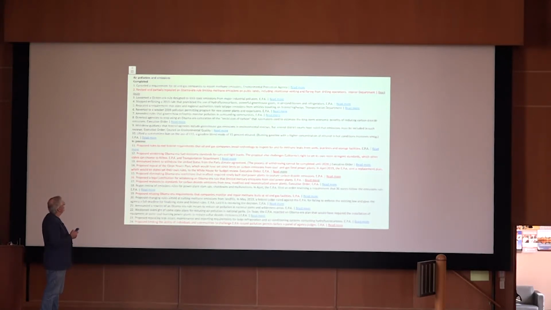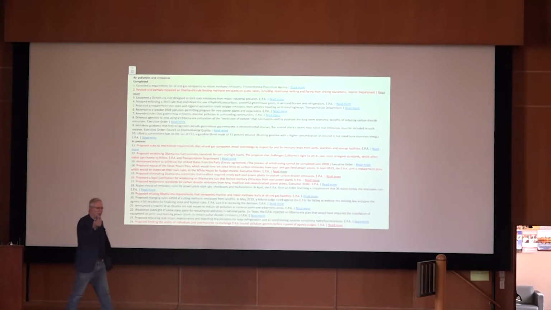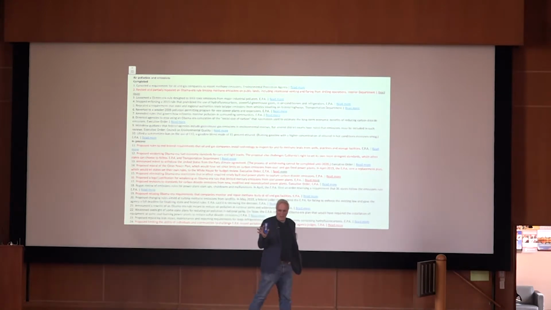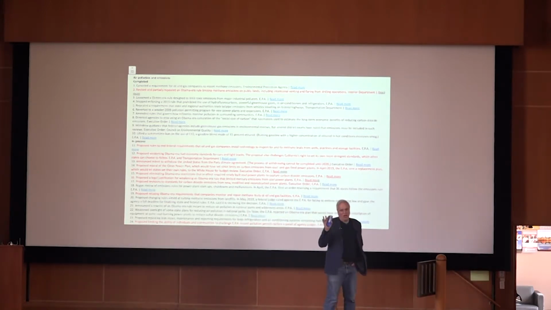So this number 2 is: revised and repealed the Obama-era rule limiting methane emissions on public lands, including international venting and flaring, drilling operations, Interior Department. Why is that important? It's because natural gas is almost entirely methane. And it's 120 times more potent as a greenhouse gas than CO2.